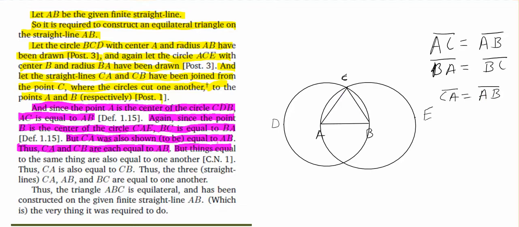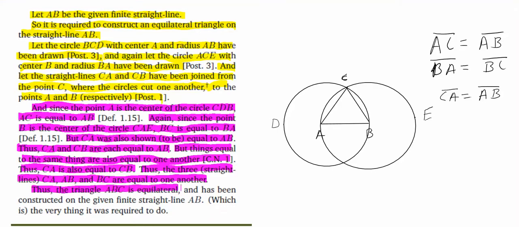It says, but things equal to the same thing are also equal to one another. Thus, CA is also equal to CB. And it goes on and says, thus the three straight lines CA, AB, and BC are equal to one another. So they're saying all three of these line segments are equal to one another, making an equilateral triangle. The end of this proof says, thus the triangle ABC is equilateral and has been constructed on the given finite straight line AB, which is the very thing it was required to do.